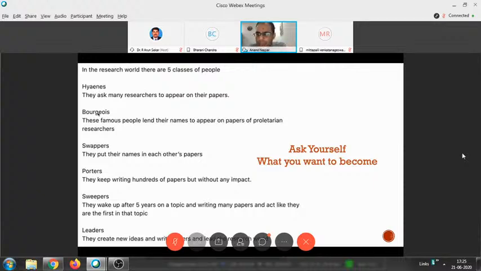So the next people are called scoopers. They wake up after 5 years on a topic and start writing many papers and act as if they're first in the topic. Even today I'm getting lots of papers when I review papers for conferences and some Scopus journals, that even I'm getting some papers on sinkhole attack on mobile ad hoc networks. Sometimes people are giving a review paper on ant colony optimization. So these papers are nothing less than rejected papers.